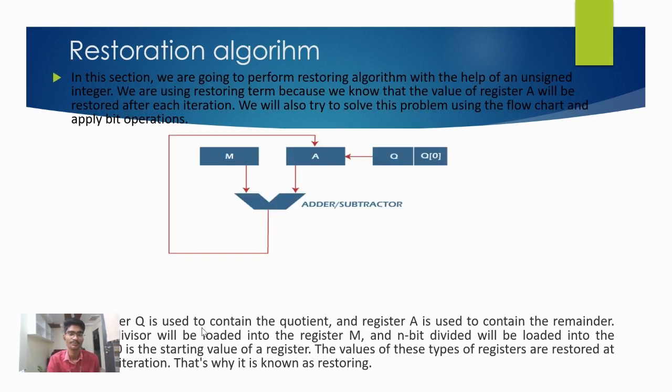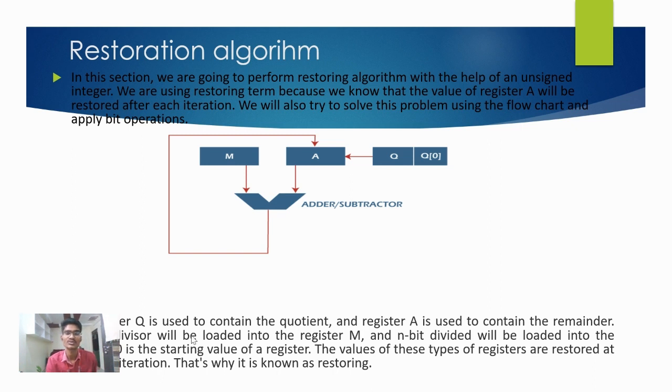Let's see what the restoration algorithm is. In this section, we are going to perform the restoration algorithm with the help of an unsigned integer, which means I'm using an integer number to perform it. We use the term restoration because the value of register A will be restored after each iteration, which means that after each iteration the value of A will be checked and restored. We will also try to solve the problem using the flowchart.